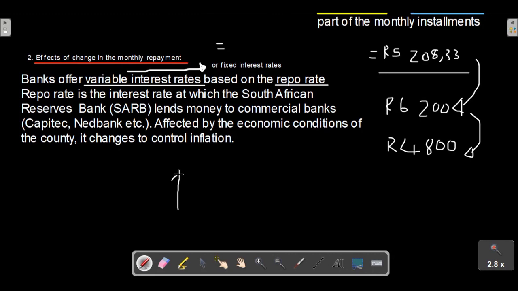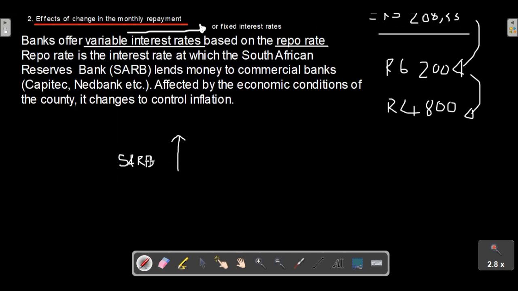Why would we want to increase the repo rate? Why would SARB, which is the South African Reserve Bank, want to increase the repo rate? Well, they would want to do this to decrease inflation. Remember, inflation is the increase in prices, or how much prices have increased for a particular period. So in order to counteract that, the rate at which prices are going up, they increase the repo rate.